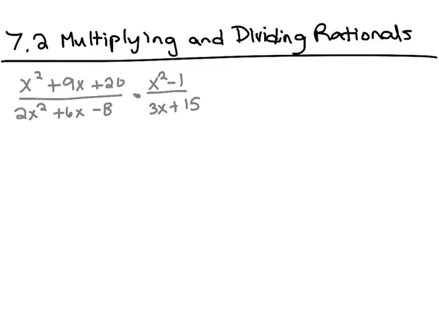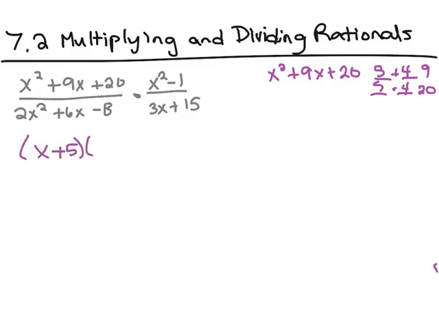When you have terms that are not factored, you have to factor them first. So first, let's factor our top. We have x squared plus 9x plus 20. We need two terms that add up to 9 and multiply to get 20. These are 5 and 4. So on the top, we have (x plus 5)(x plus 4).